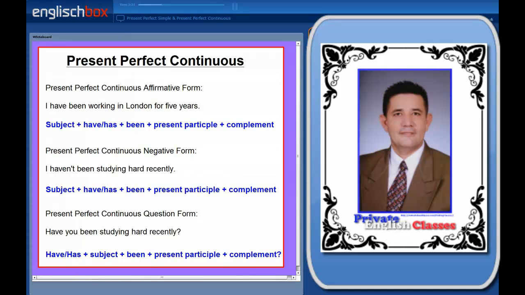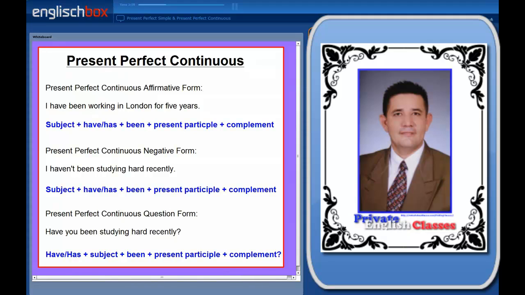Just like in the present perfect simple, the auxiliary verb has to be made negative in a negative sentence with not. I haven't been studying hard recently. And in the question form, you have to invert the subject and the auxiliary verb. So the auxiliary verb have or has comes first. Have you been studying hard recently?